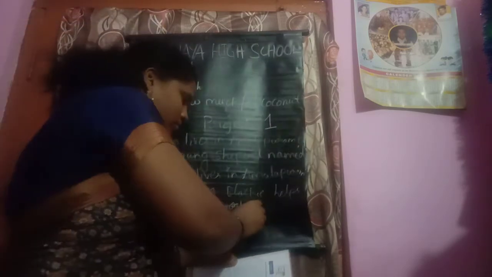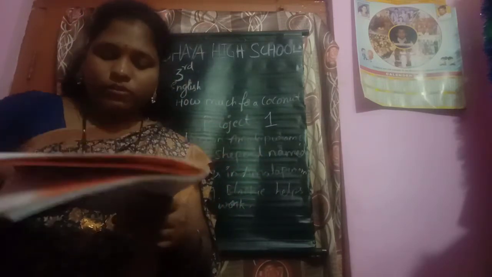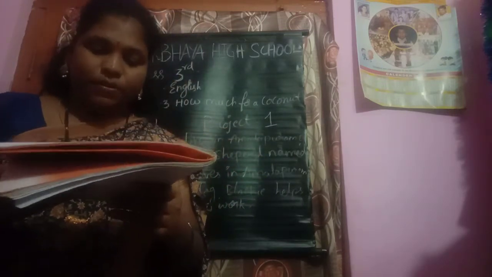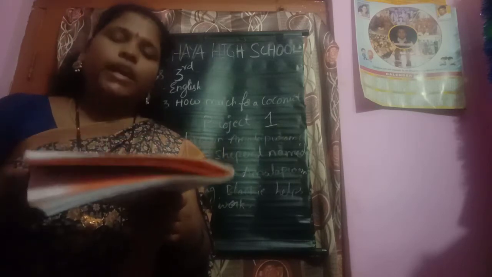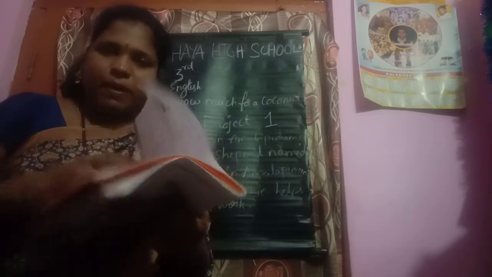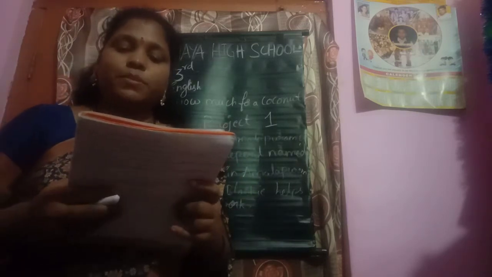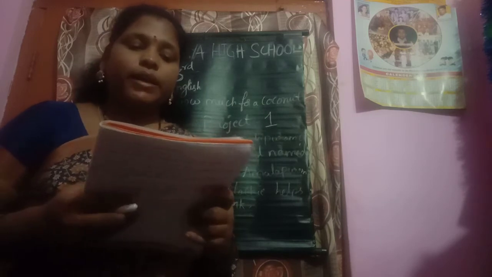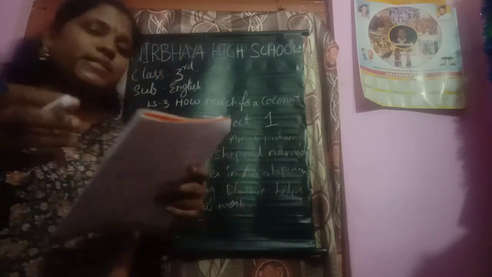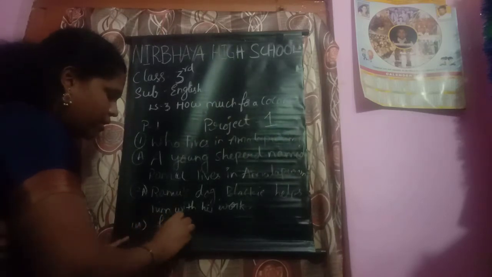Now, third one. Write the plural forms of the words given below. Sheep. What will it come? Sheep only. Key. Keys. Dog. Dogs. Turn the page. Page number 20. Write the word from the passage that means a large place covered by trees. What is it? Yes, children. Very good. Correct answer. The fourth answer is forest.